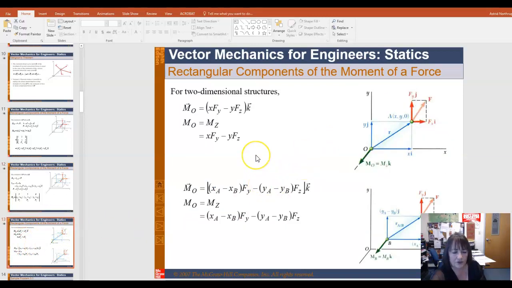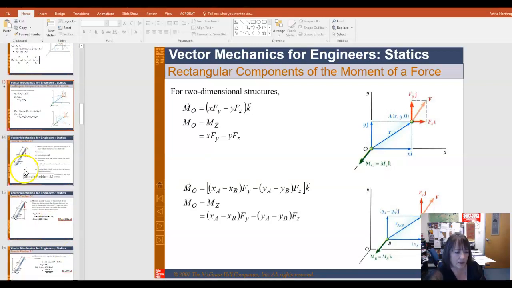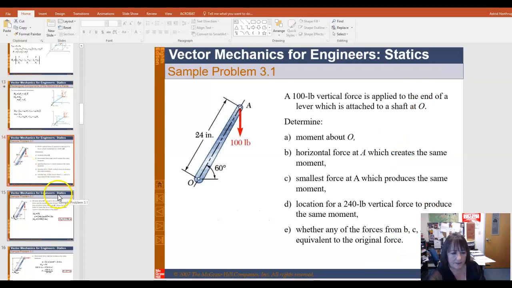Now in 2-dimensional structures, it's much easier because the moment is always going to be purely Z, and it's always going to be this product and difference of that product in the Z direction, if the plane that you're using is the XY plane. And we'll do some practice with this later this week. We're going to cover sections 3.1 and 3.2 before we have a practice day.